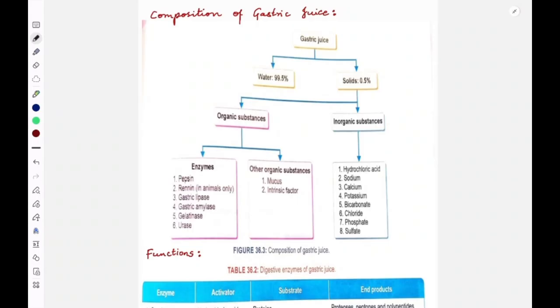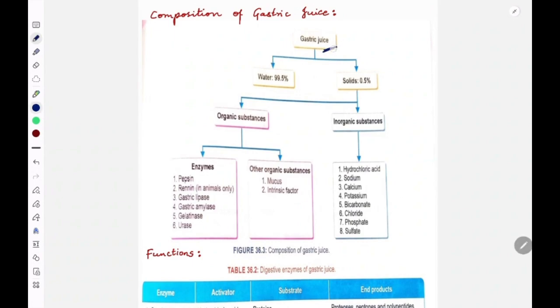So the gastric juice is basically secreted in the GI tract, right? In the different phases of the GI tract. We need to know the compositions of the gastric juice in order to understand the functions and the phases of the gastric juice. So in this video, we'll be going through two topics, compositions and the functions. So let us go to the topic.